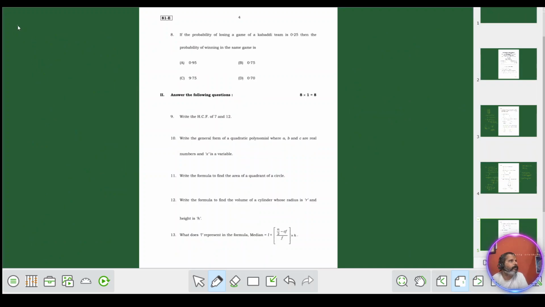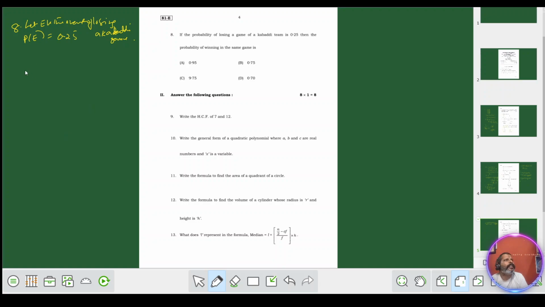Eighth one. If the probability of losing a game of kabaddi is 0.25, they have given P of E is 0.25. Why do we say P of E? We should say let E be the event of losing a kabaddi game. This is again an important formula. It is based on P of E plus P of E dash is 1. That is the formula here.